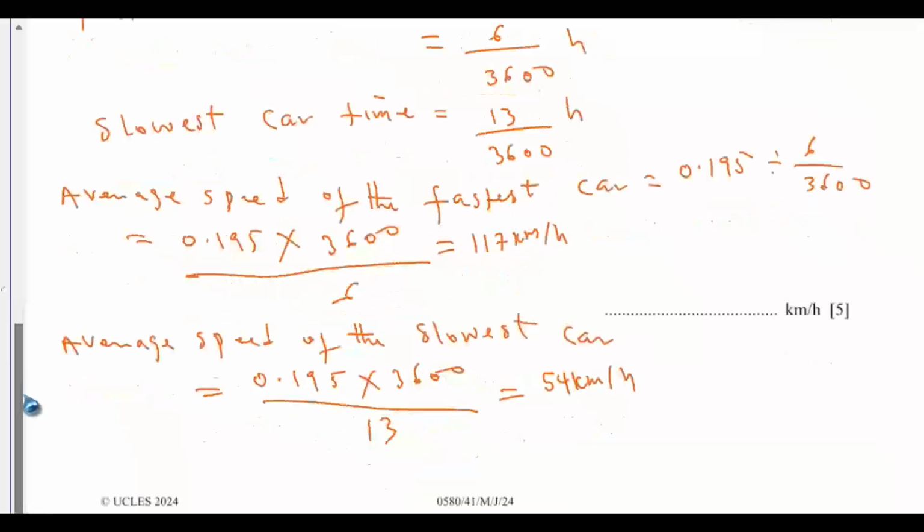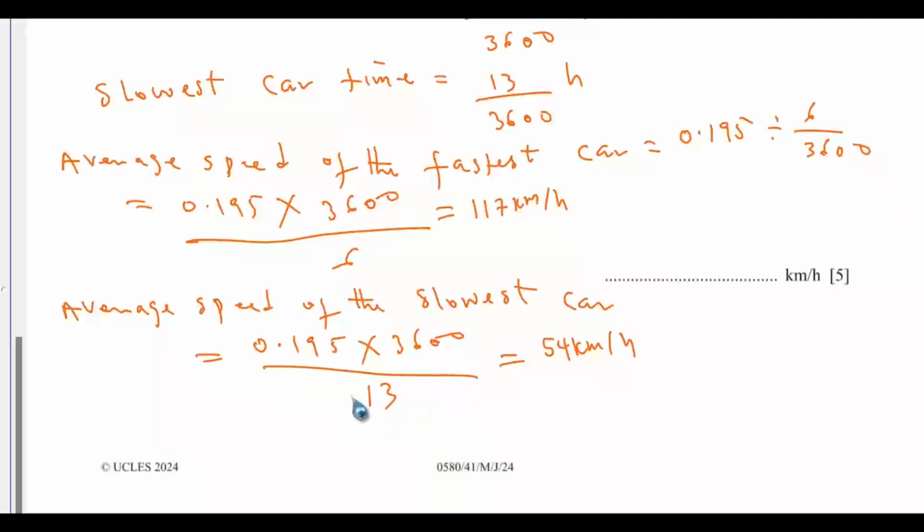So now we can get the difference. The difference will be 117 minus 54. So that will be the difference of the average speed. If we do that, that should give us 63 kilometers. Sorry, we have the unit there already. So that will be 63. So let's go to the next question.